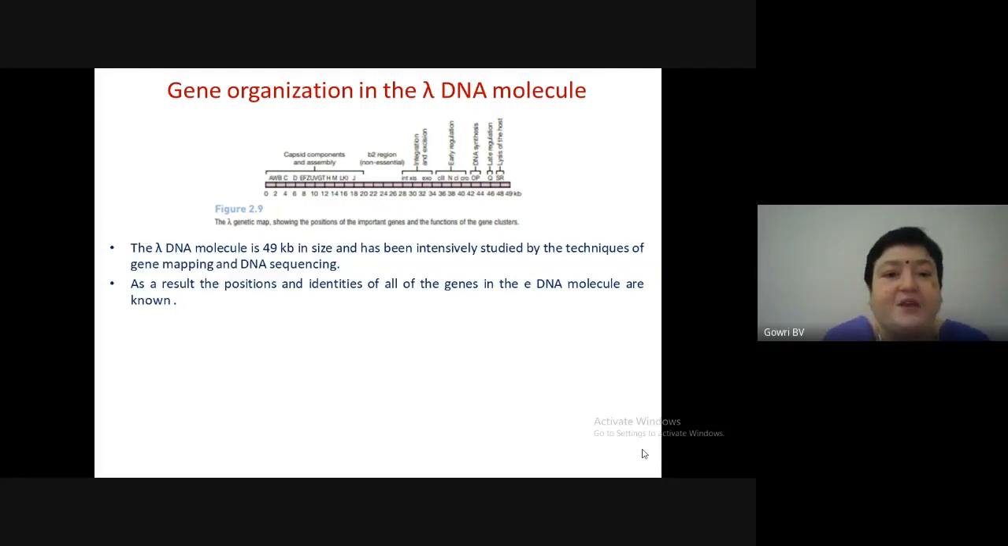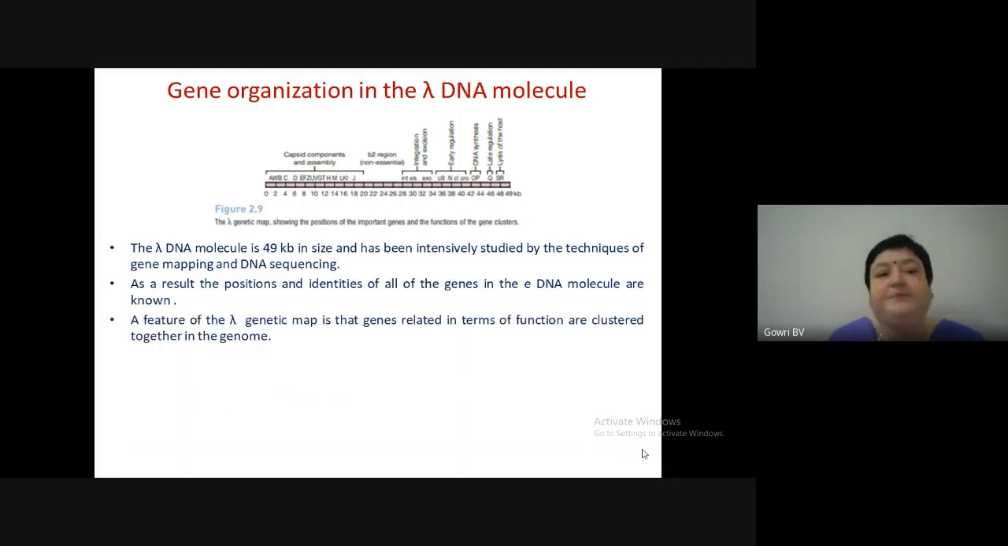The Lambda DNA molecule is 49 kilobase in size and has been intensively studied by the techniques of gene mapping and DNA sequencing. As a result, the positions and identities of all the genes in the Lambda DNA molecule are known. A feature of the Lambda genetic map is that genes related in terms of function are clustered together in the genome. So if you look into the picture again, on the left extreme, you have capsid component and assembly. On the right extreme, you have various regions that are involved in the life cycle. So the genes are in terms of clustering. So that is what this sentence means.